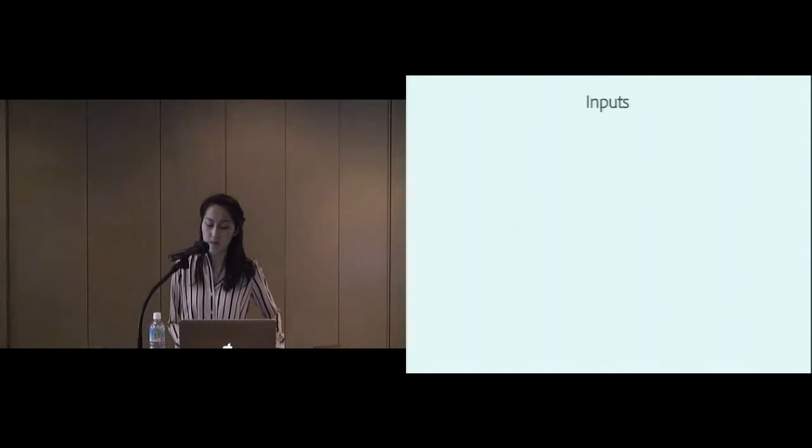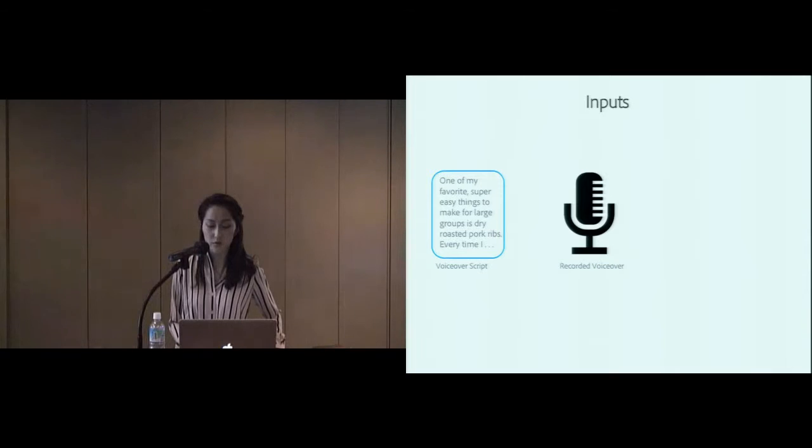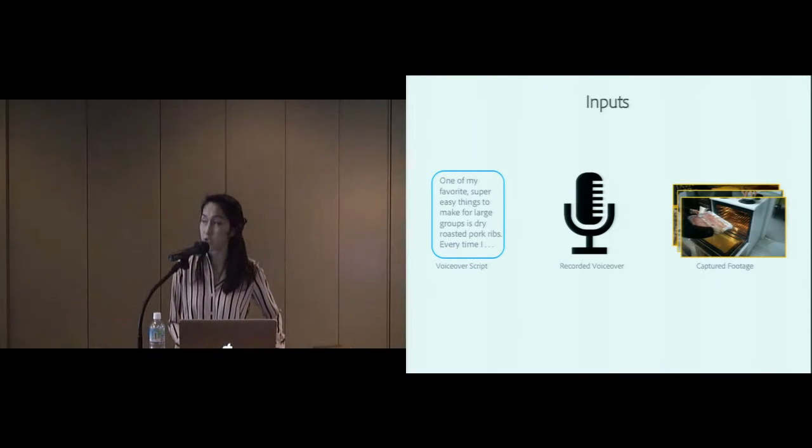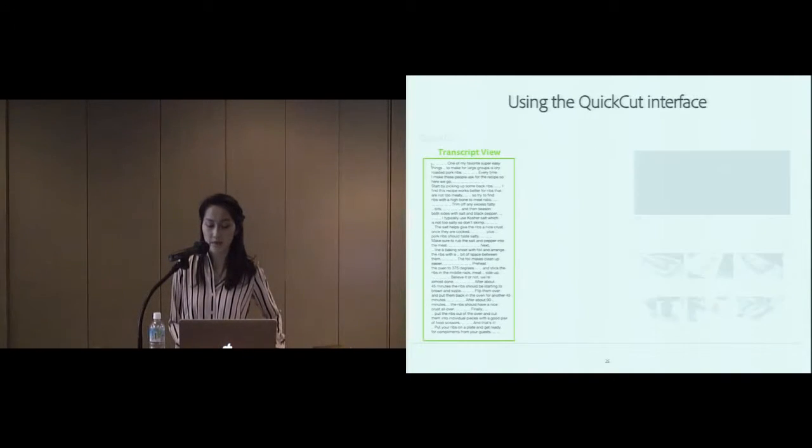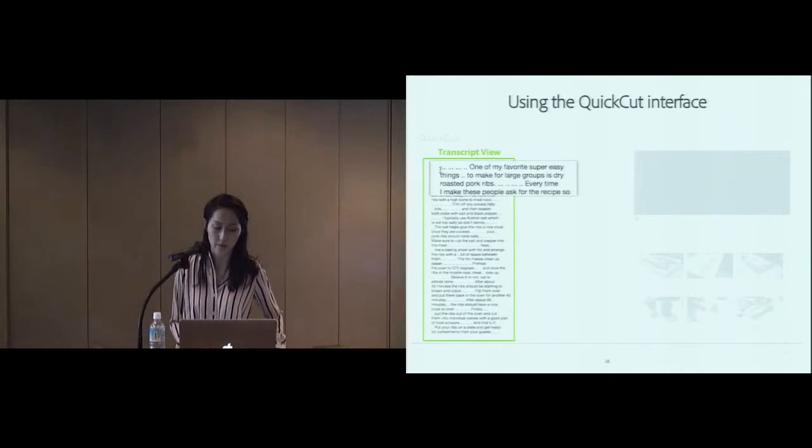The editor wants to make a video on how to make pork ribs. She's written her script, recorded her voiceover, and captured her footage. Now she loads all these into the QuickCut interface. QuickCut aligns the voiceover audio to the narration script and shows this time-aligned transcript in the transcript view on the left-hand side. The editor can select text in the transcript to play back the corresponding audio.